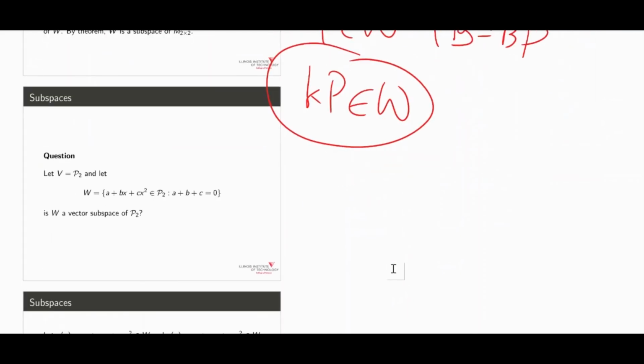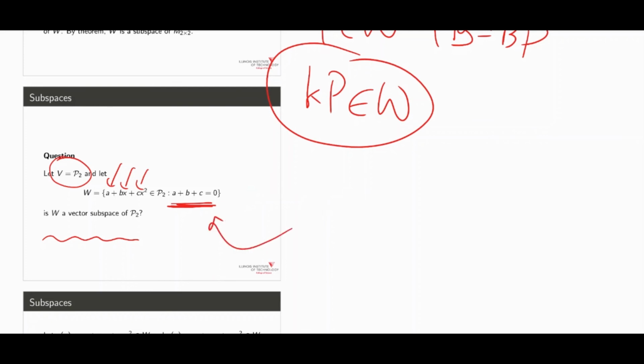Okay, now let me ask you this. If you are in this vector space, polynomials of degree at most 2, and you are looking at something which is a polynomial of degree at most 2, but now our A, B, and C have to satisfy these conditions, the question is: is your W a subspace of P2 or not? So you have a set. This is obviously a subset of P2. Think about what kind of elements are in W.